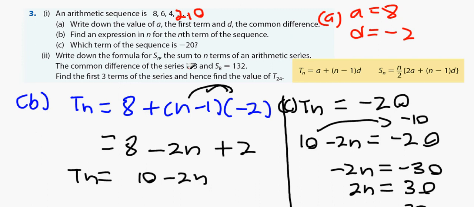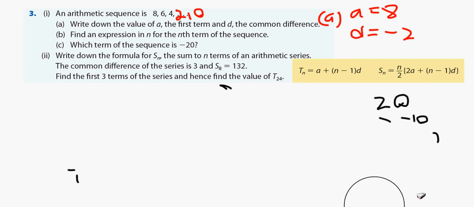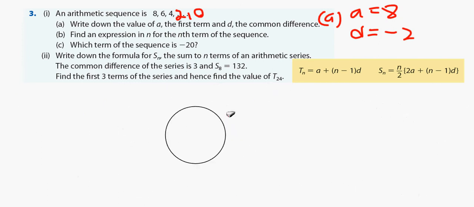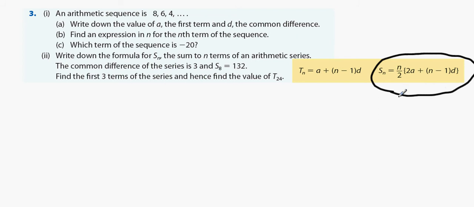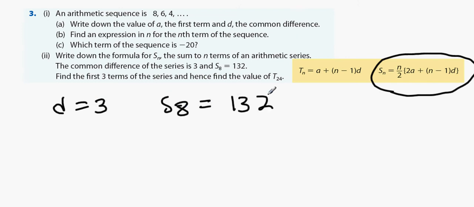Okay? Now, next question. Write down the formula for Sn, the sum of n terms of an arithmetic series. So the formula for Sn, I already have it on here. All we've got to do to answer the first part is write down this here. That's what Sn is. The common difference of the series is 3, so d equals 3, and S8 equals 132.